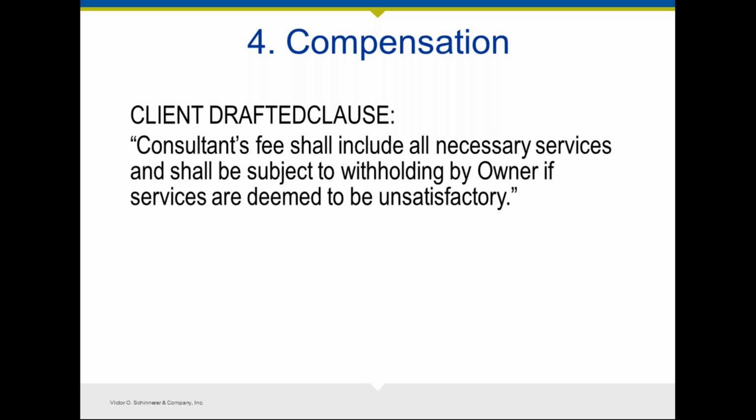Consultant's fee shall include all necessary services and shall be subject to withholding by owner if services are deemed to be unsatisfactory. Well, these things almost tell you what the problem is, right? Who decides whether something is satisfactory or unsatisfactory? There's no objective criteria here to determine what is indeed satisfactory or unsatisfactory. Furthermore, it's all at the discretion of the owner, and things change during a project.